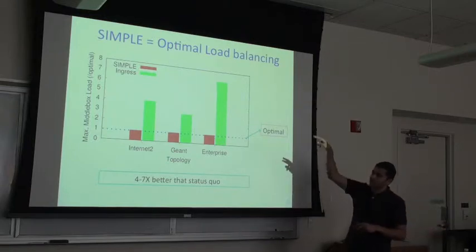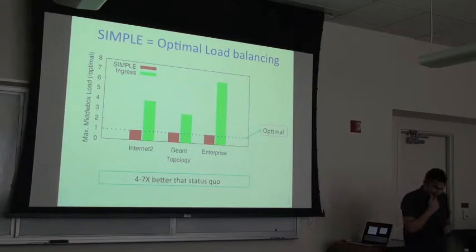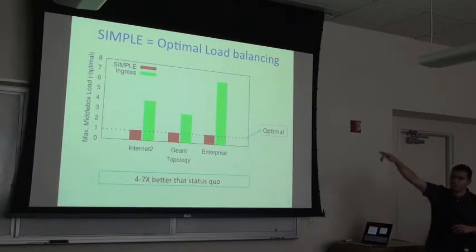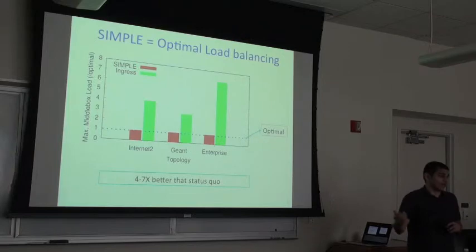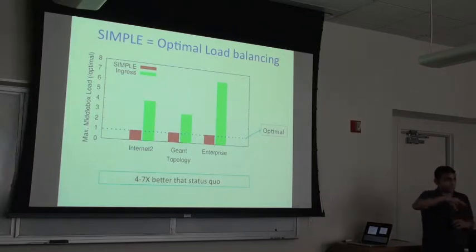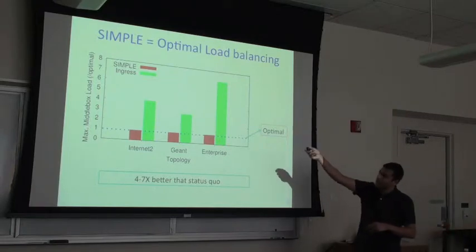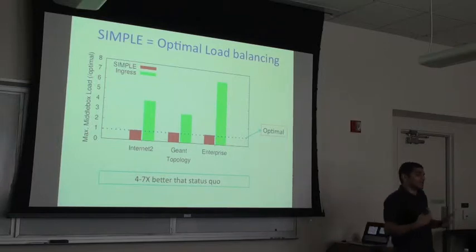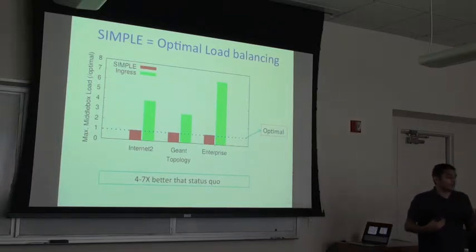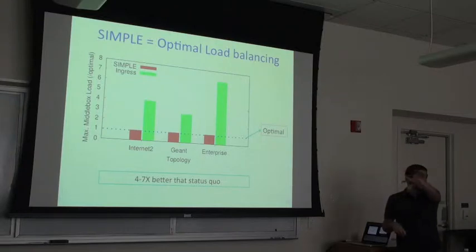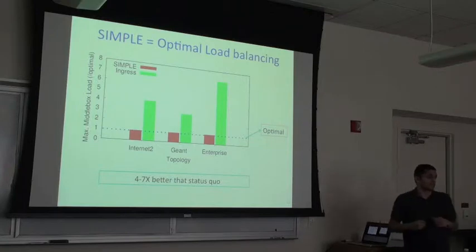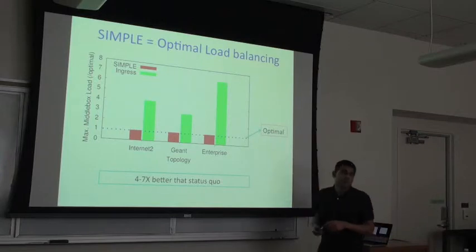The two bars show the simple system and the other option, which is the status quo if you can't do any of these correctly: you would do something like the fabric, do everything at the edge. The problem is that you do all the middlebox processing at the edge before it goes into the core of the network. It turns out the ingress-based solution is not always optimal in load balancing, because you could have a particular ingress that has a lot of load. So you might need like 7x more middleboxes in New York or San Francisco just because there's too much traffic over there. So it's not optimal from the load balancing perspective, whereas simple achieves close to optimal.